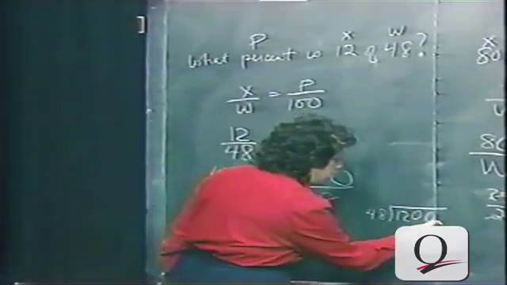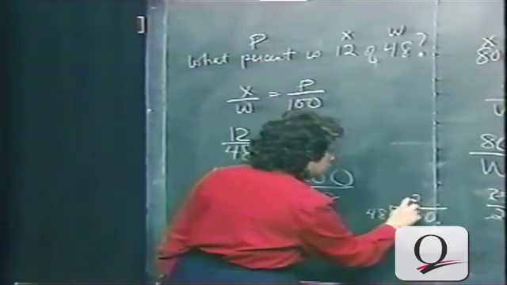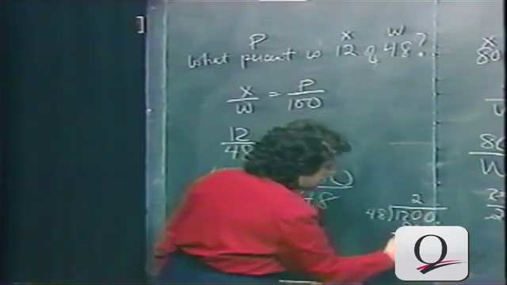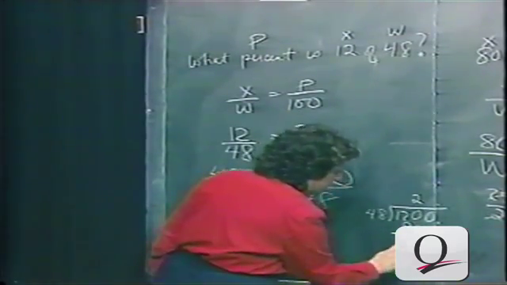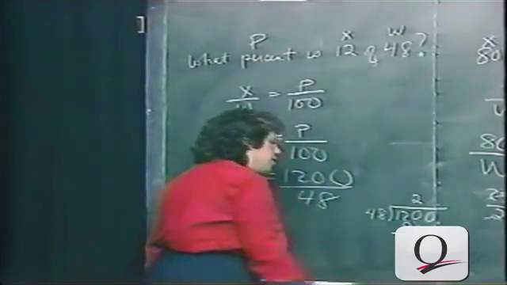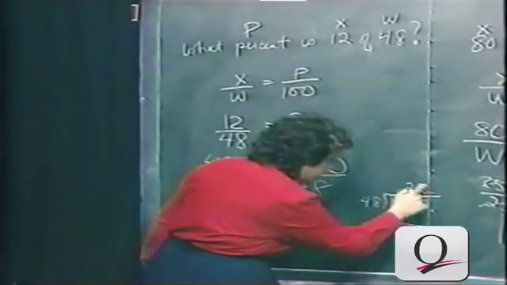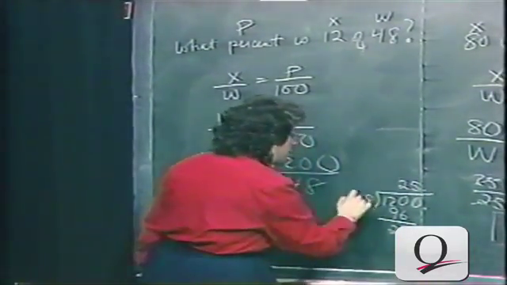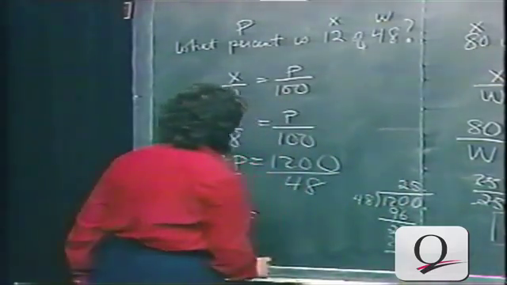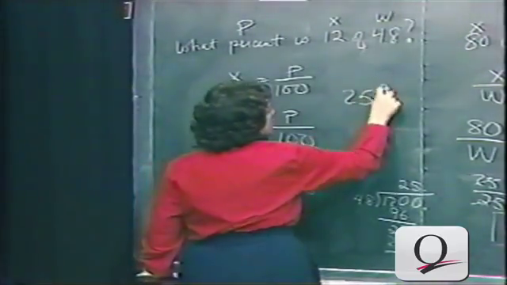How many 48s in 120? It goes twice. 2 times 48 is 96. Subtracting, 10 take away 6 gives us 4, 11 take away 9 gives us 2. How many 48s in 240? 48 times 5: 5 times 8 is 40, 4 times 5 is 20, and 4 is 24, so 240. So 25% is the answer.